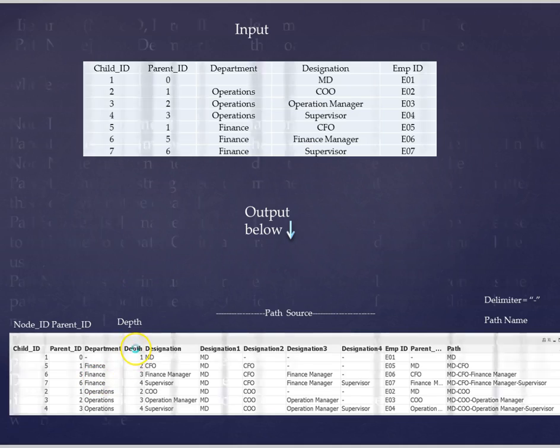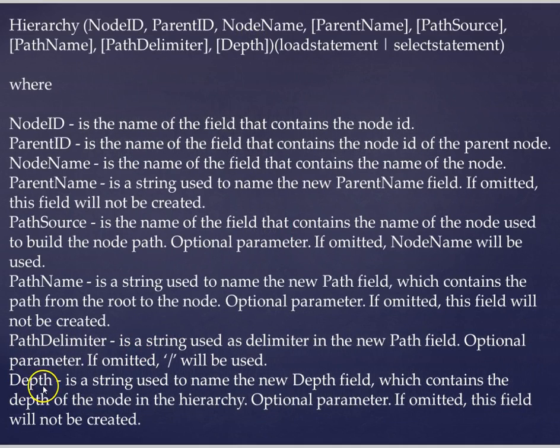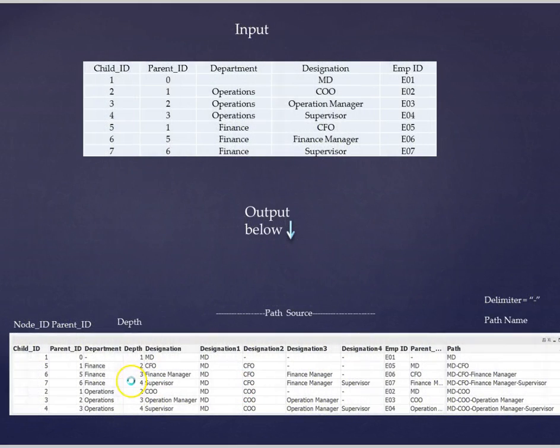But depth, if you see the last slide, here you have the depth. Depth, as per the definition, is a string used to name the new depth field which contains the depth of the node in the hierarchy. That means whether the node is at first level, second level, third level, fourth level, in numeric fashion. So if you are looking at a certain level, you can identify what level it is by looking at this particular number. So this is how you are going to interpret what depth is.